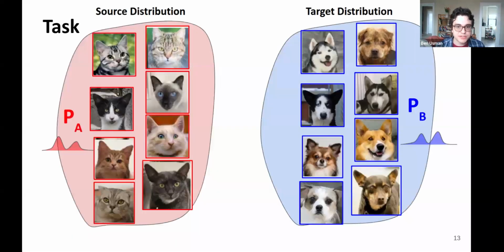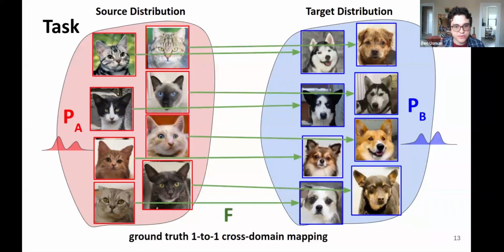But before we dig deep into any of those topics, I would like to properly define the problem that we're solving. In the most simple one-to-one case, we can usually assume that there are two distributions of images, cats and dogs in this example, and then there is a single ground truth cross-domain mapping F that for any cat generates a dog, and if we apply it to all images of cats, we'll get all possible images of dogs.